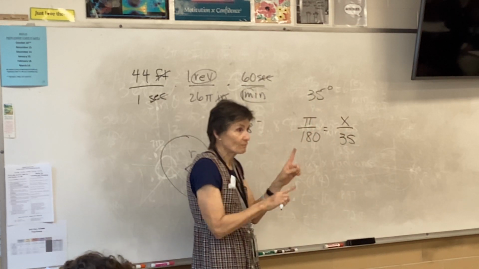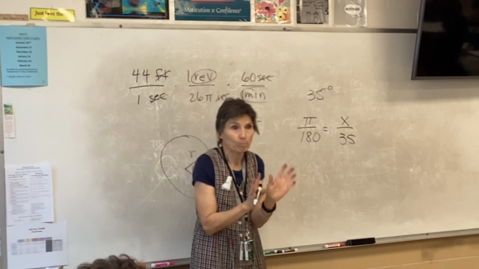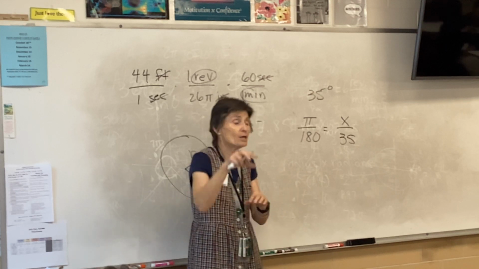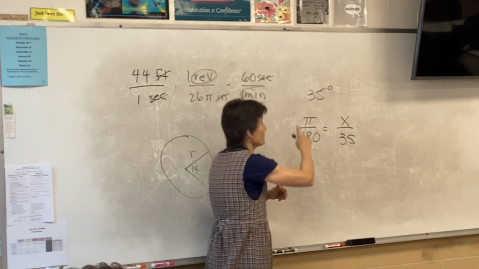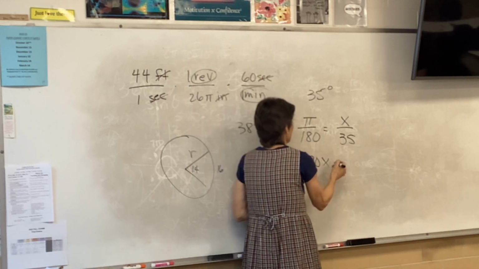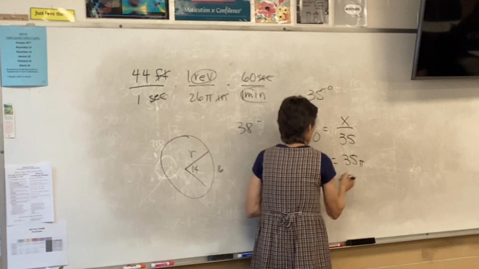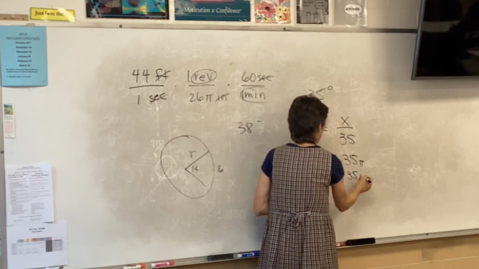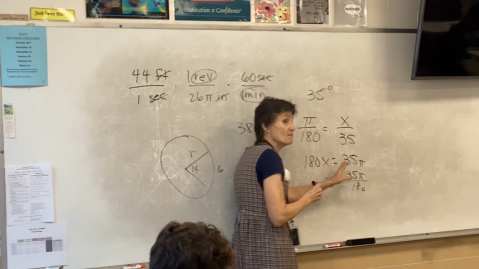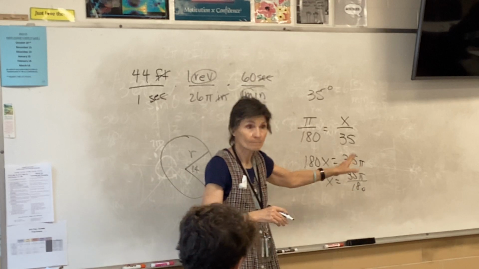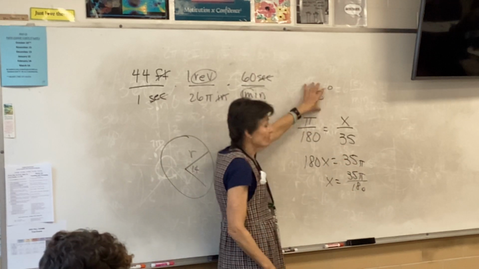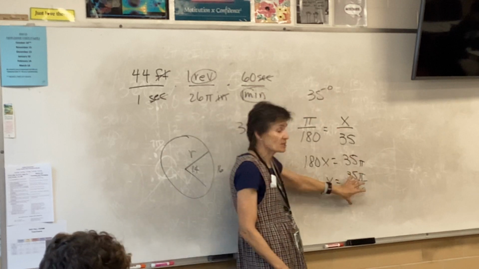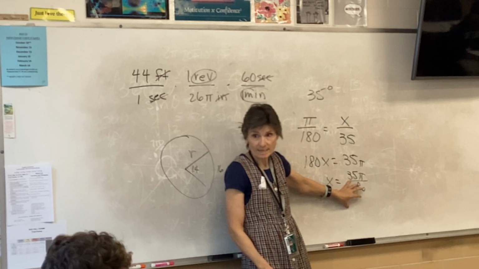So I do the conversion using a proportion. You don't have to. You can use the little fractions they give you in the notes if you prefer. Then I cross multiply, so 180x equals 35 pi, and x equals 35 pi over 180. Then I reduce the fraction, and that's it, okay? So I started with 35 degrees, and this would be my radian measure.